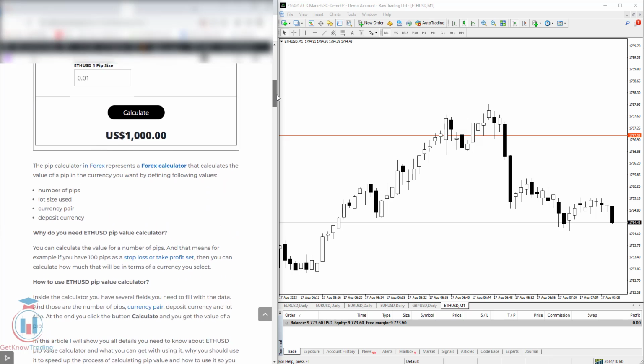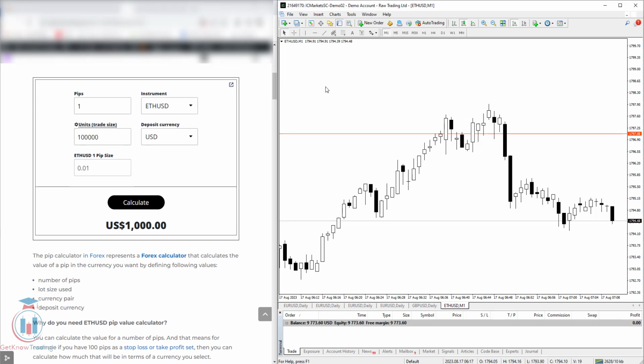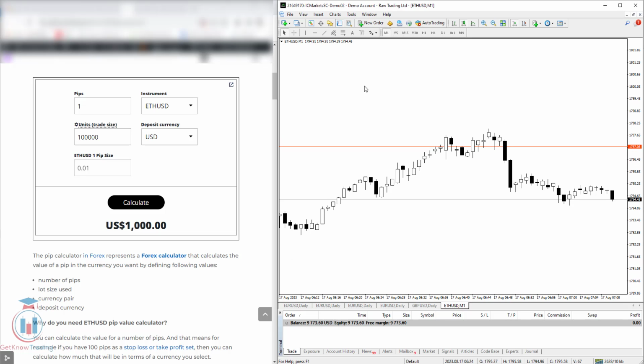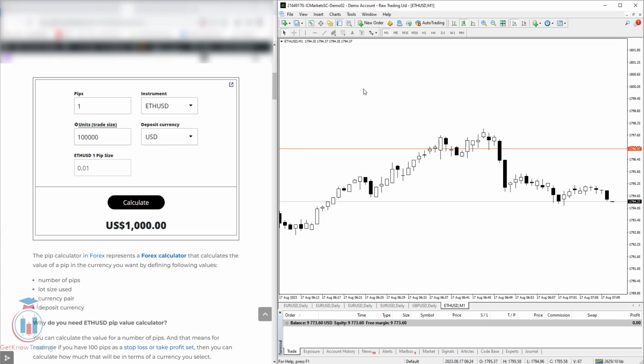Let me show you what is a pip value calculator, and then I will show you on the right side, directly on the trading platform, how to open a new order and also how to use a pip value calculator to calculate the number of pips. First is the field for the number of pips. I have put 1 because I would like to calculate the value for 1 pip. Then you have instrument. I have put here Ethereum against the US dollar.